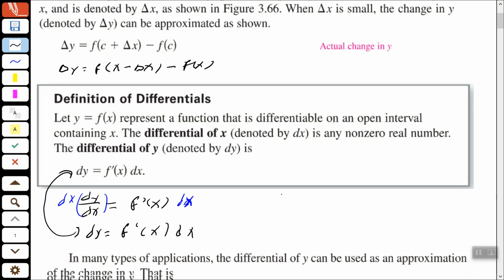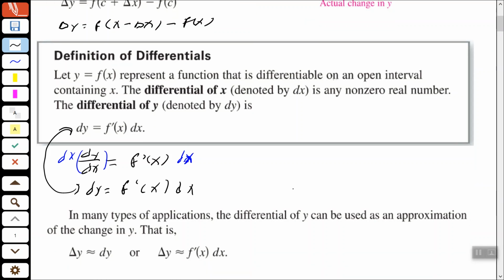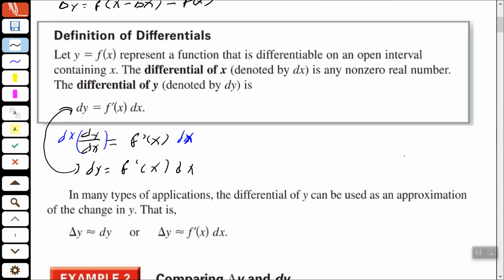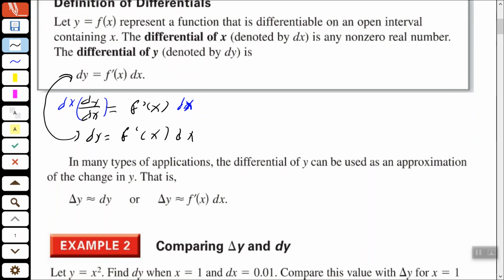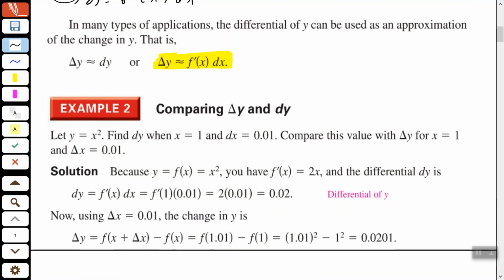So what we are saying here is that a lot of times the actual change in y is approximately the same as the differential of y, and a lot of times we'll just use the differential of y for that approximation. As you can see here, in many applications, the differential of y can be used as an approximation for the change in y. So many times these are approximately equal. It's an approximation, not exact, but a good approximation.